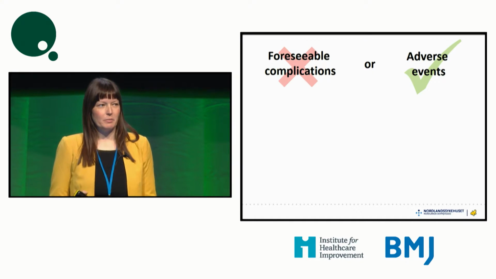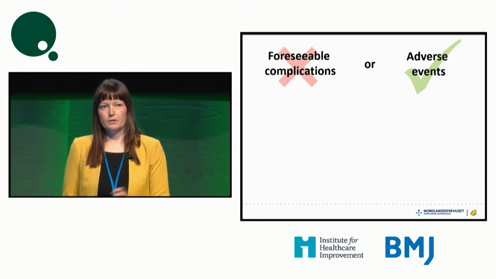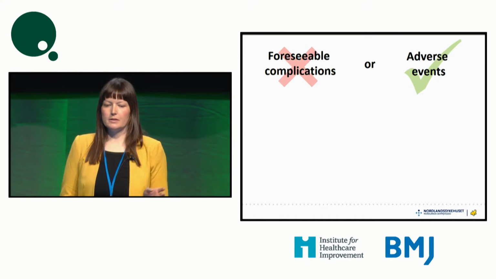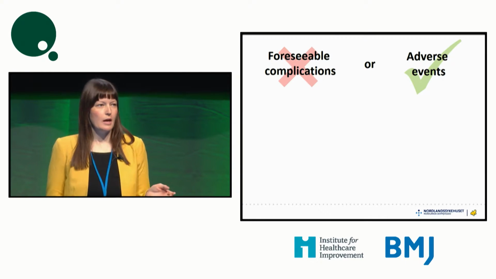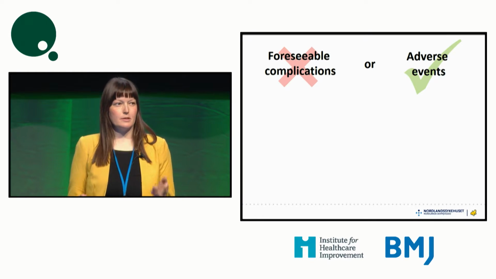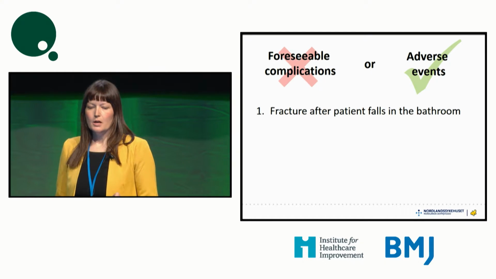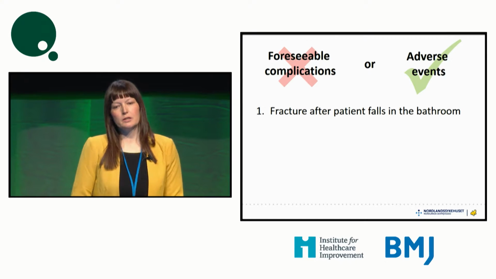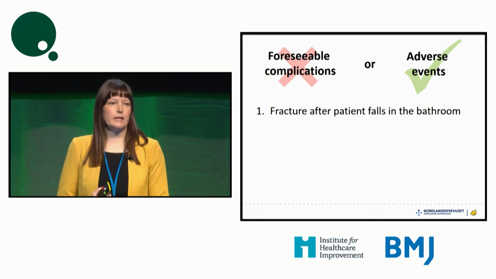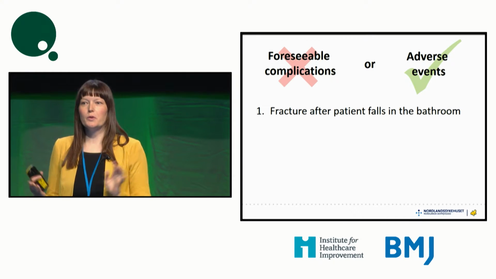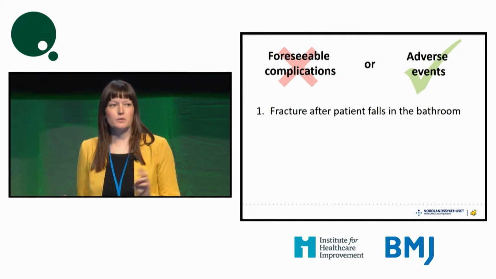So now the interaction begins. I want you to use your paper, which has a cross and a tick. The cross is a foreseeable complication, and the tick is an adverse event. I will list certain situations, and I want you to vote on whether you think it is a foreseeable complication or an adverse event. So the first situation is a patient who is admitted to the hospital, and he or she falls in the bathroom and experiences a fracture. Those of you who think it's a foreseeable complication, use the crosses, and those who think it's an adverse event, use the ticks.